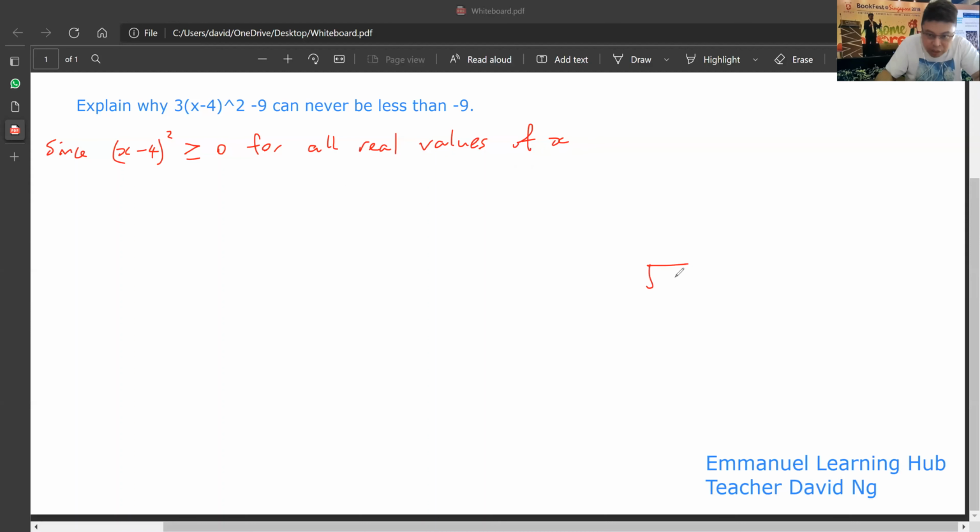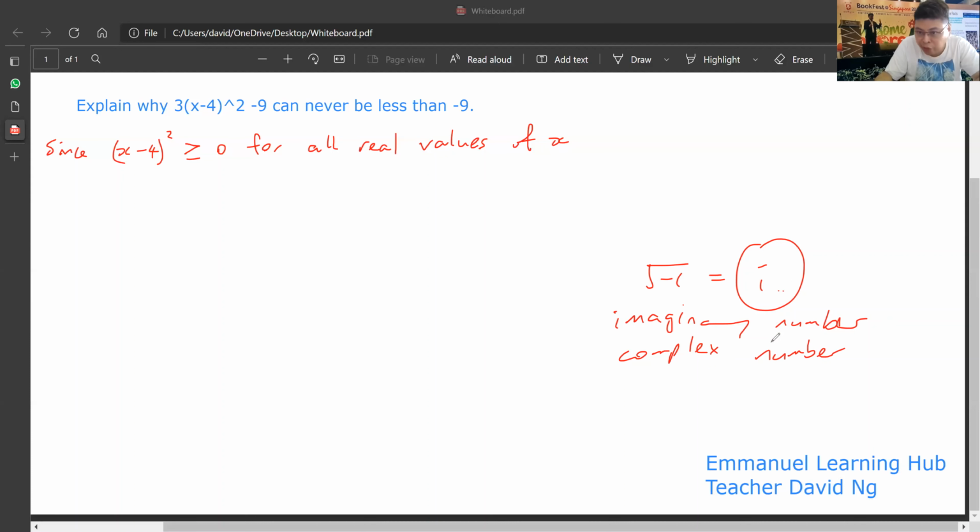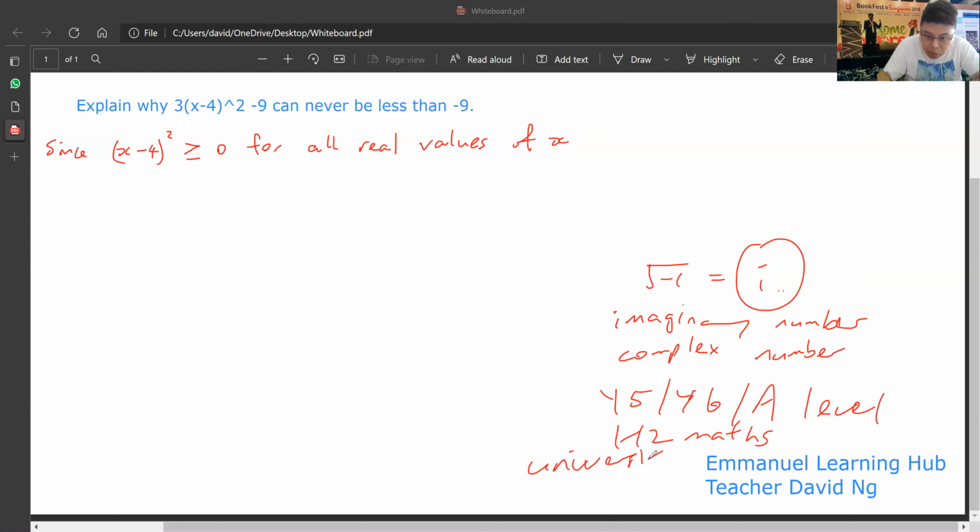Because this guy here, i, is actually not a real number. i is an imaginary number, or complex number, which you will not learn until Year 5, Year 6, A level, or H2 Math, or engineering or university math.